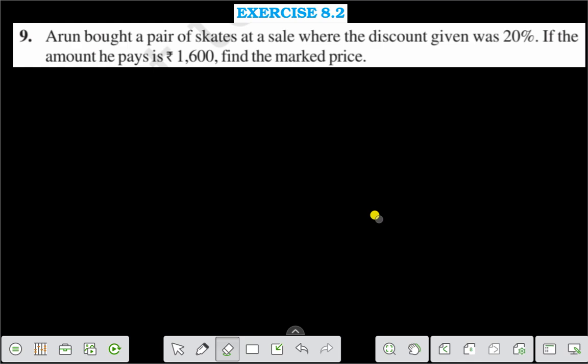Hello everyone. Today I'll discuss exercise 8.2 question number 9. Question number 9 is Arun bought a pair of skates at a sale where the discount given was 20%. If the amount he pays is rupees 1600, find the marked price.